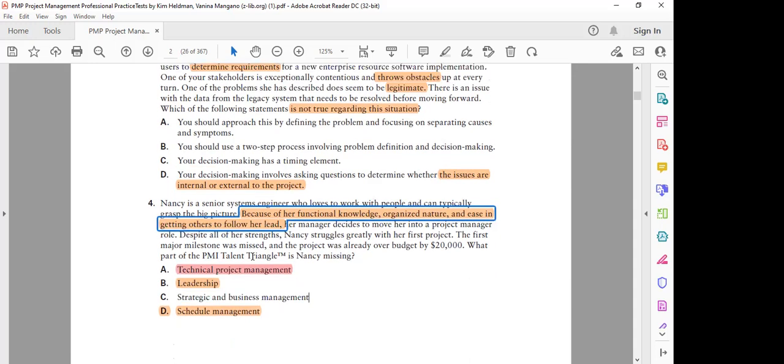Excuse me, Mr. Imran, excuse me. Yes, go ahead. There was some noise disruption. I could not hear this. I said, look, schedule management cannot be the answer. She has the ability to let the people follow her, so she has the leadership skills. So these two cannot be the answer. Remaining are strategic and business management and technical project management. So if you look at it, she has all the technical knowledge, but she does not have what? Project management knowledge, because the project is slipping from her hand. Not because of the decision making, but because of the project management skills. She is good as a functional manager, but she is not good as a project manager. So the answer is A. Okay, got it.